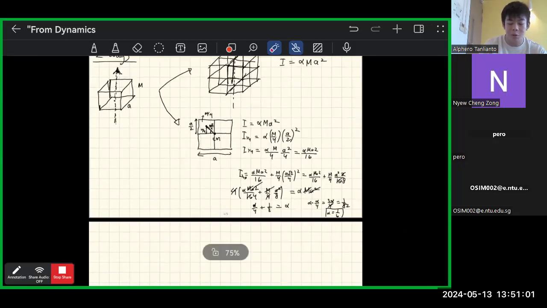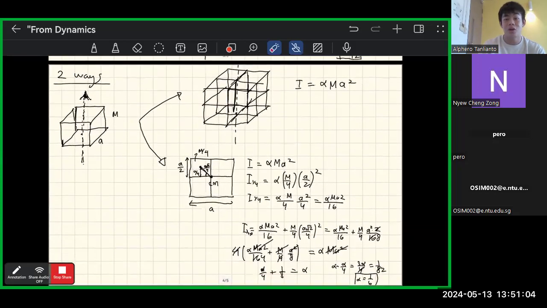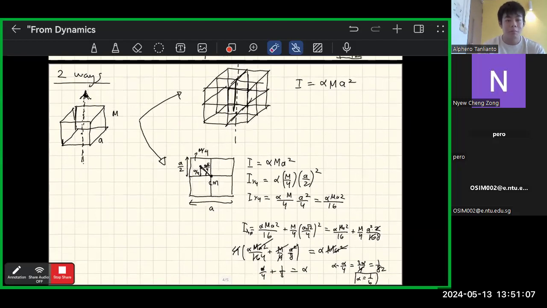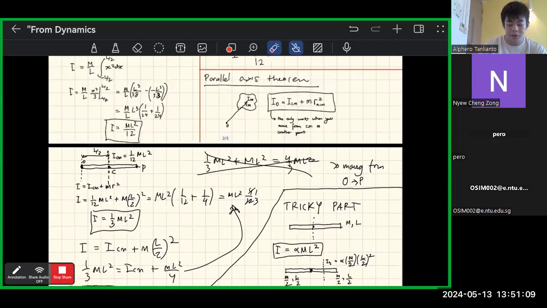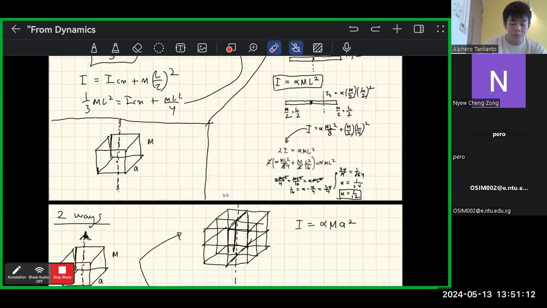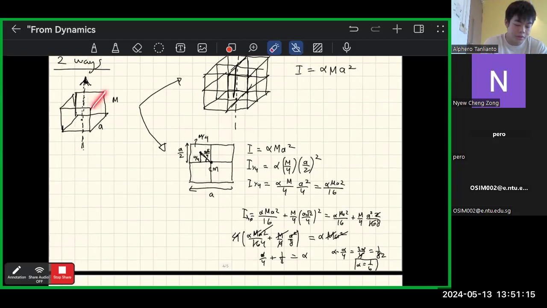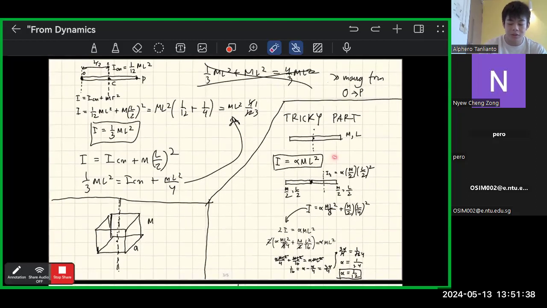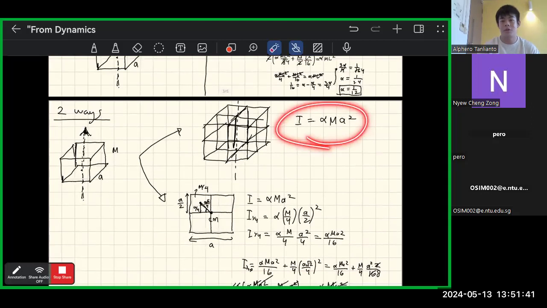So its intrinsic moment of inertia about its center of mass is always going to depend on the mass and the dimension. In the rod, its dimension is its length. For a cube, it's going to be its side. If it's a sphere, it's going to be its radius. If it's a cylinder or anything else, it's just going to be its radius also. So that's how we come up with this general moment of inertia.